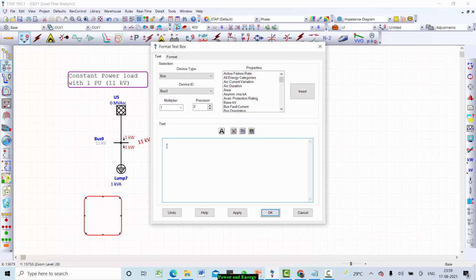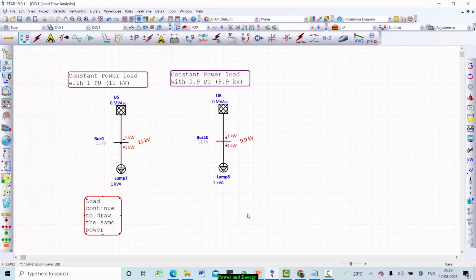I'll also give the hint here. The load consumes 1 kilowatt of power irrespective of the change in the voltage level. It doesn't matter whether it is 11 kV or 9.9 kV, the load continues to take 1 kilowatt of power. That means if the voltage level is less, current increases to compensate for the required power. This is what you can observe from this.